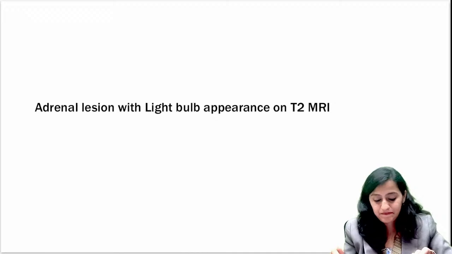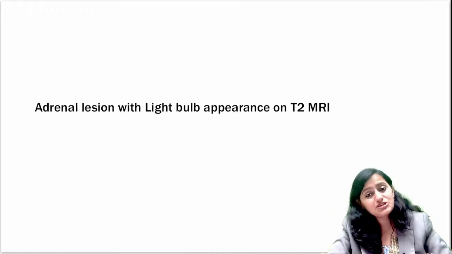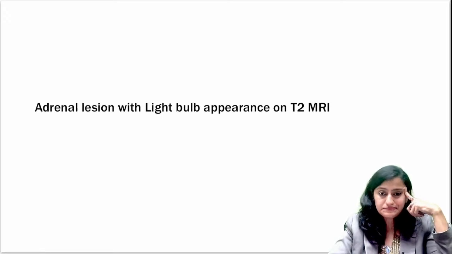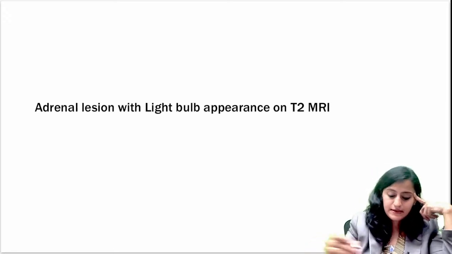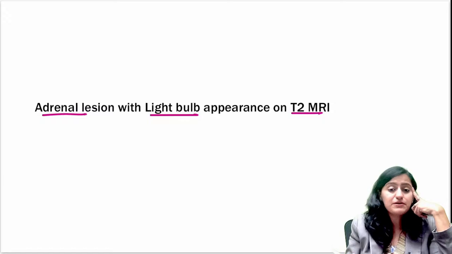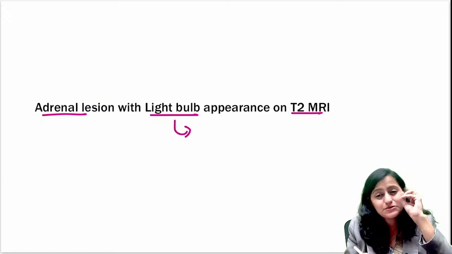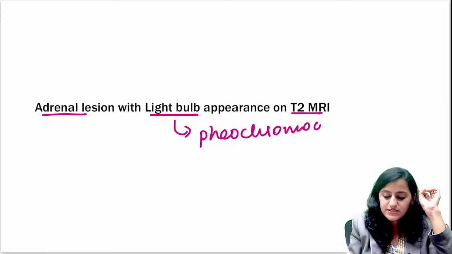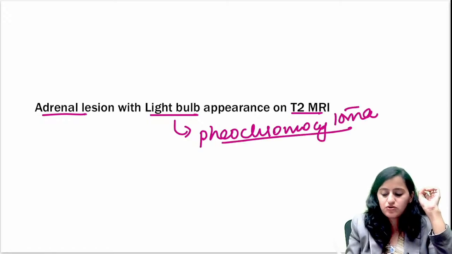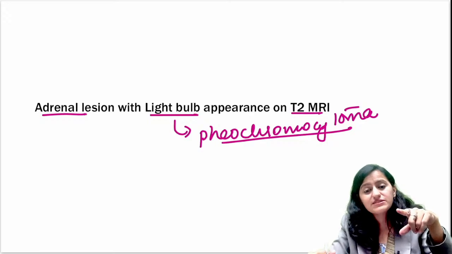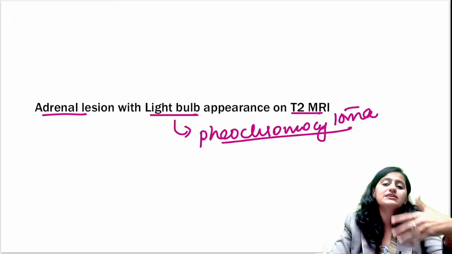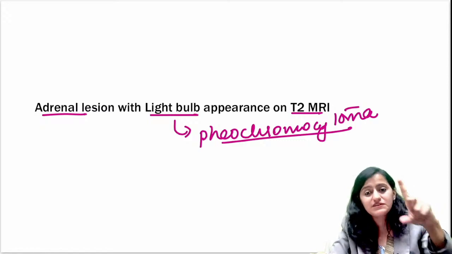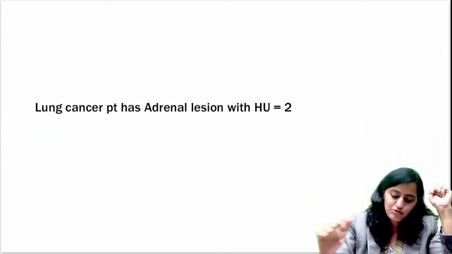This is going to be RCC. Okay, next one. If there is an adrenal lesion with light bulb appearance on T2 MRI, what is that lesion? Appearing very white like a light bulb on T2, that is going to be pheochromocytoma. Remember, for pheochromocytoma, the screening investigation is urinary VMA and metanephrine levels, but when you want to localize, the first thing you do is adrenal MRI.